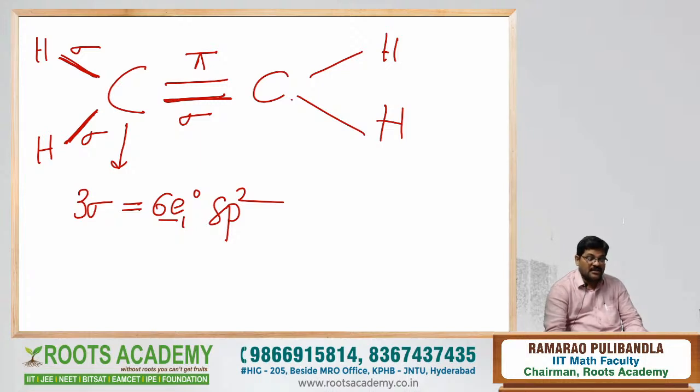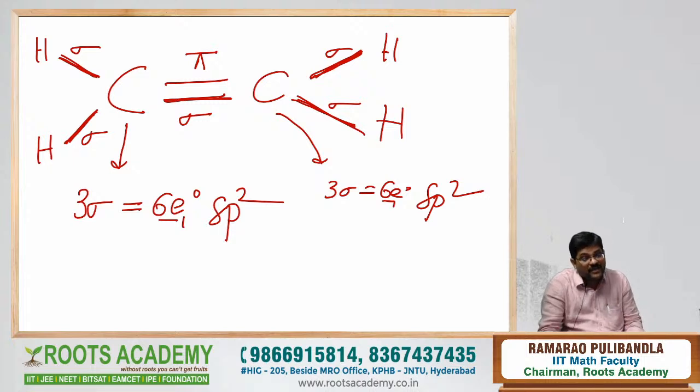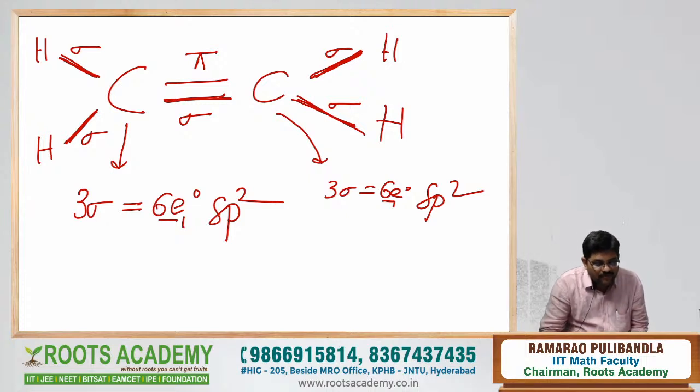Come to here, a sigma bond. A single bond is a sigma bond. A single bond is a sigma bond. So 3 sigma bonds are there. 3 sigma bonds means 6 electrons. Therefore, the hybridization is sp2. That means if a carbon is surrounded by 3 sigma bonds, that is an sp2 carbon. Very, very important point.